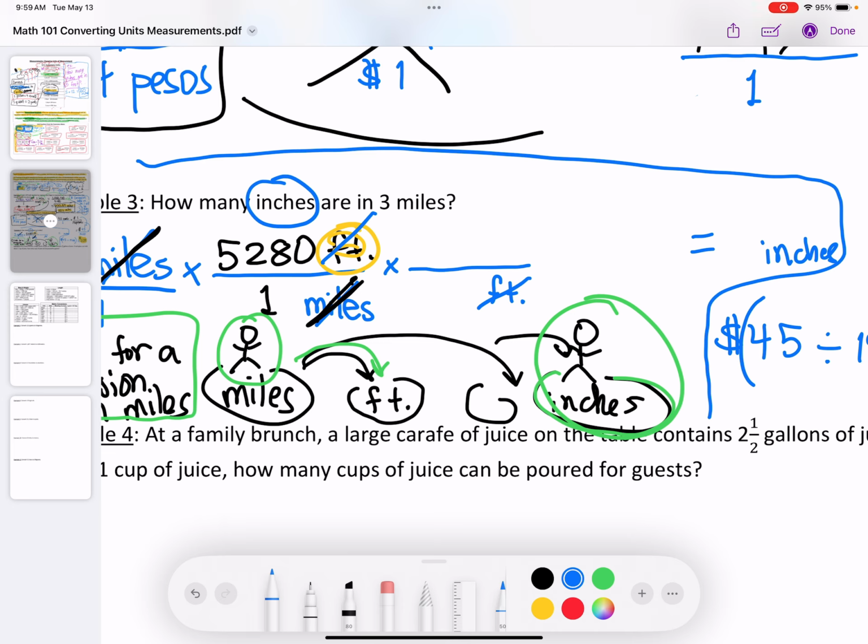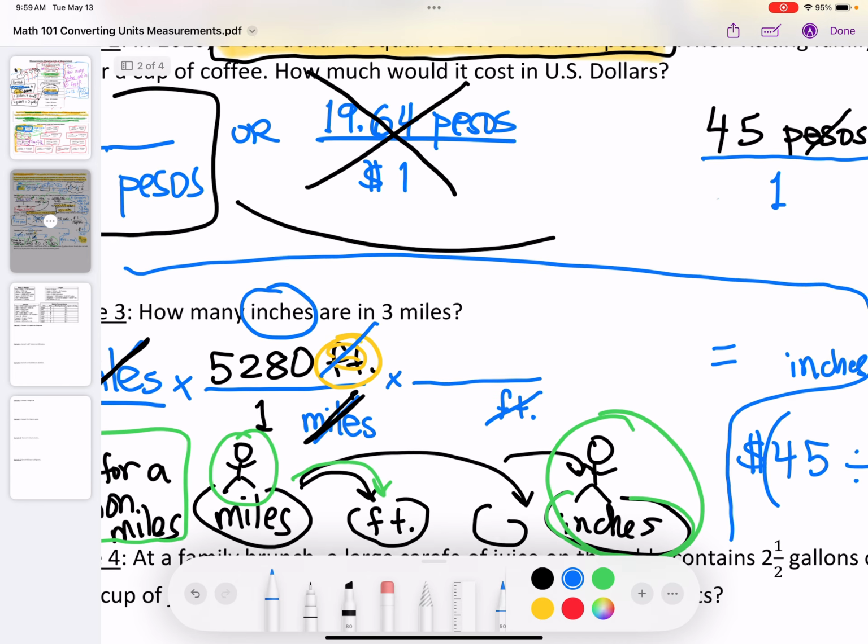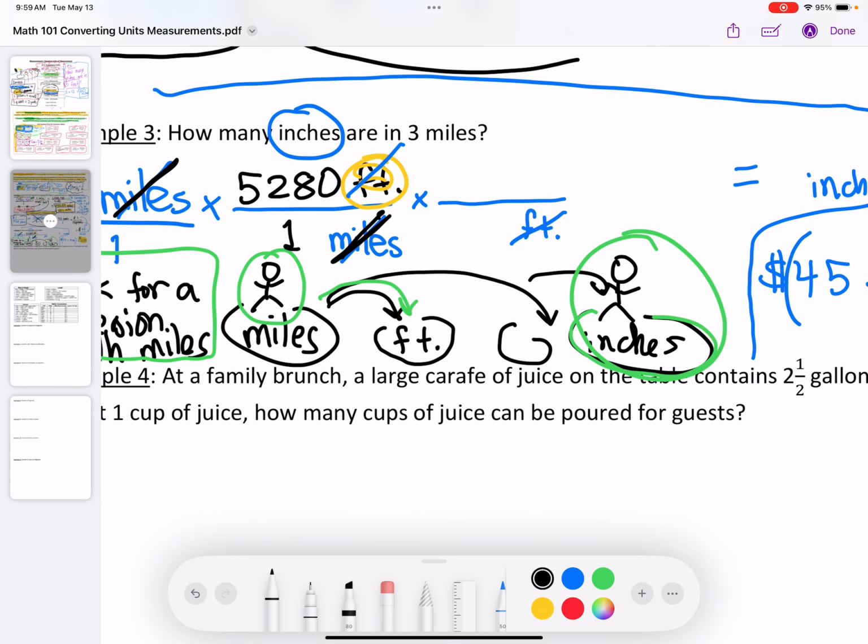There's 12 inches in 1 foot. So I could go back and look at that table, but that's for sure one conversion I memorized in my life. There's 1 foot in 12 inches. So I think we're done.